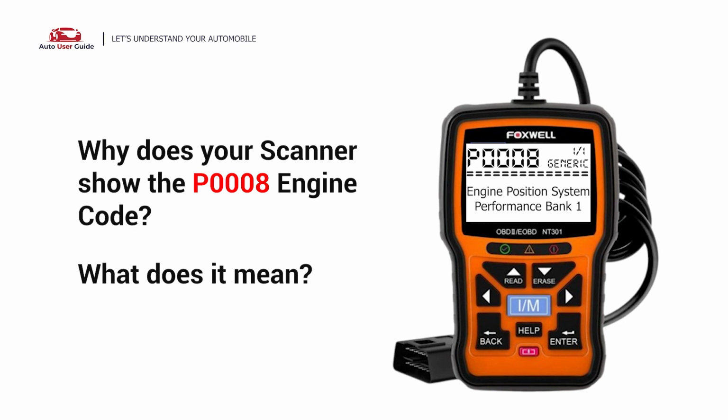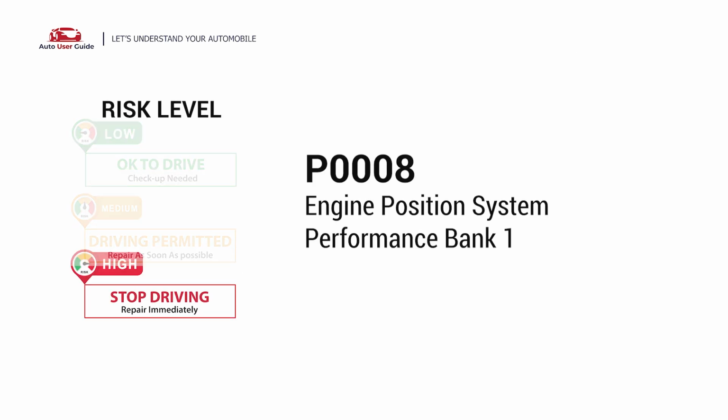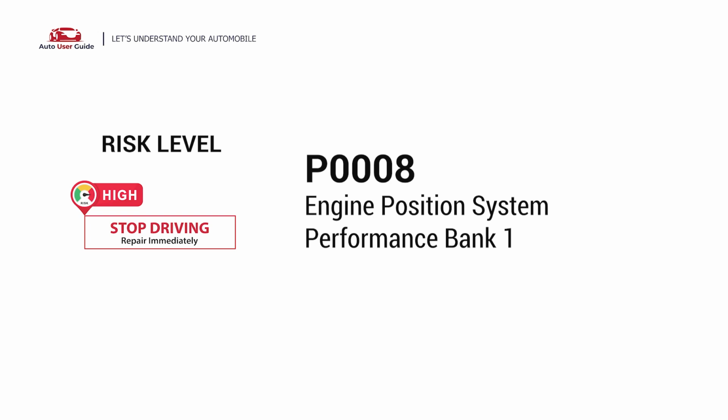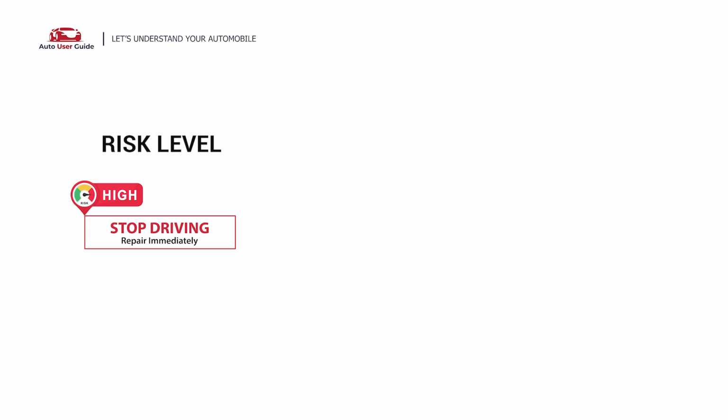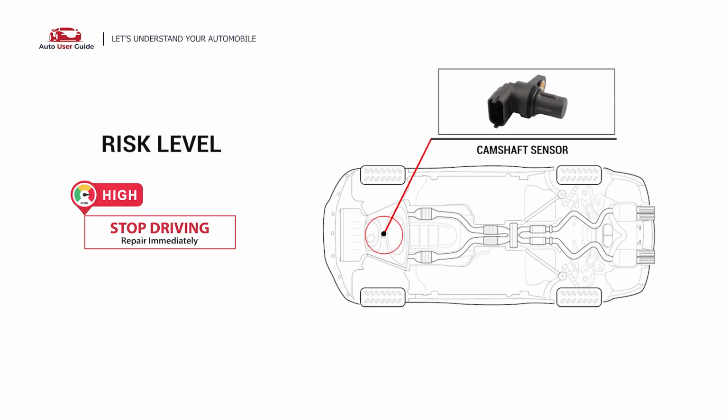Why does your scanner show the P0008 engine code, and what does it mean? The P0008 engine code stands for Engine Position System Performance in Bank 1. The P0008 engine error code indicates that the camshaft and crankshaft are not aligned correctly when the engine is running. It means the ECM is detecting a variation in the mechanical timing between the crankshaft and Bank 1 camshaft sensor.